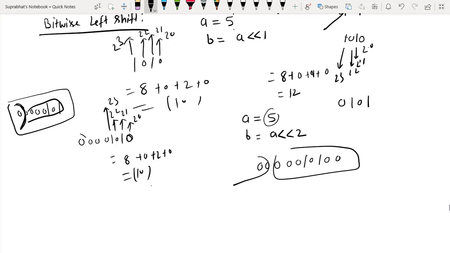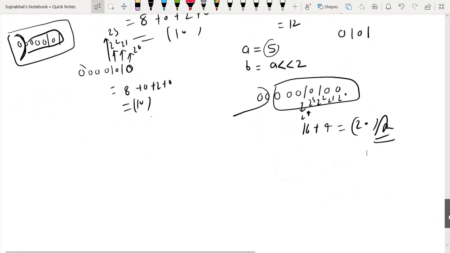This is the 8-bit representation. Now 2 to the power 0, 2 to the power 1, 2 to the power 2, 2 to the power 3, and 2 to the power 4 is 16, then 2 to the power 2 is 4, so the final answer is 20. Okay, clear?